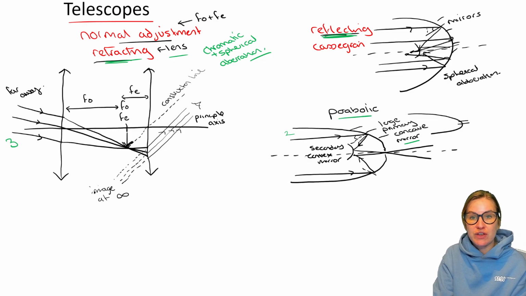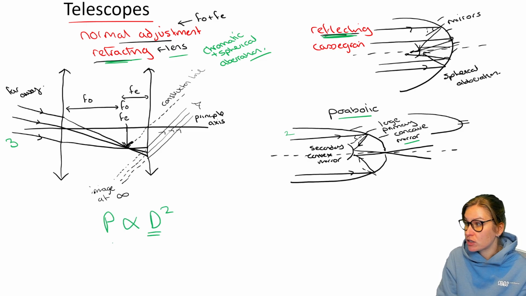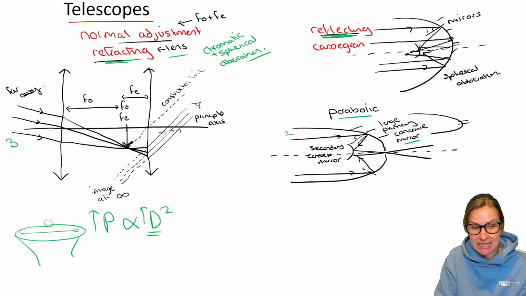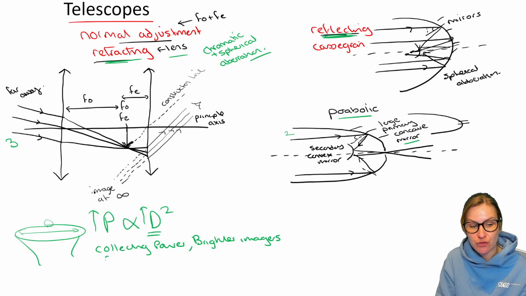The other thing to know when you're comparing telescopes is the power is proportional to the diameter squared. We're talking about the diameter of our telescope or our lens. So let's say that's our telescope, your collecting diameter. The bigger we can make this diameter, the better the collecting power. The better the collecting power, the more light we're collecting. If we're collecting more light, we're going to get brighter images. Also, we're going to see further away.